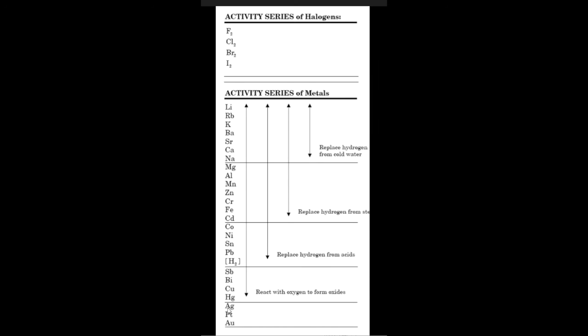Let's now check the second example, bromine kicking out iodine. Bromine is above iodine, so bromine can kick out iodine. But if you had I2 plus NaBr, in that case, I2 wouldn't be able to kick out the Br because it's lower on the activity series, and therefore it wouldn't be able to. So when it doesn't work, what you simply write is no reaction.